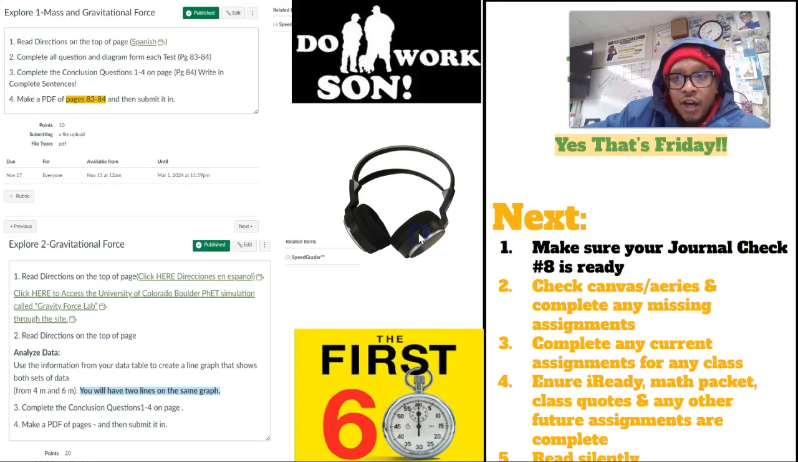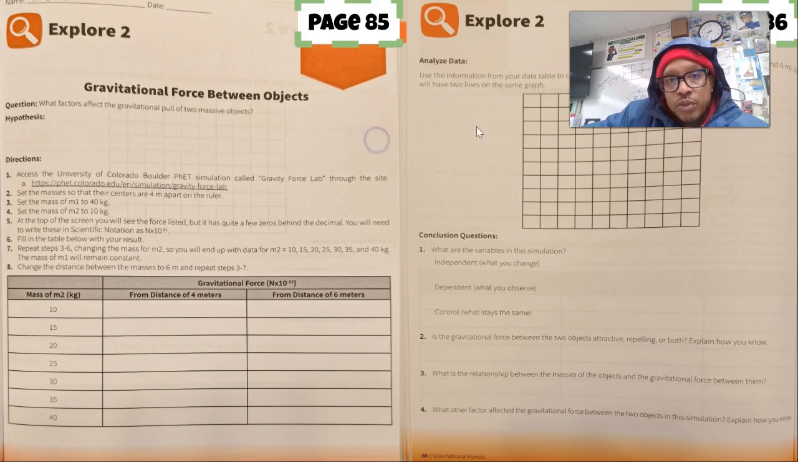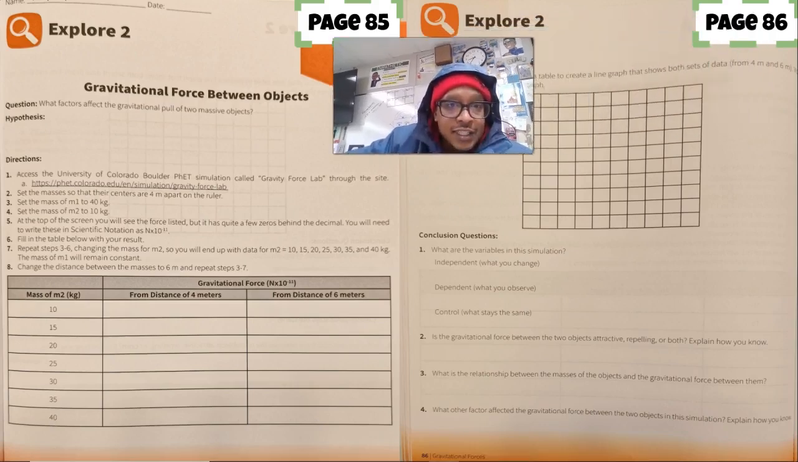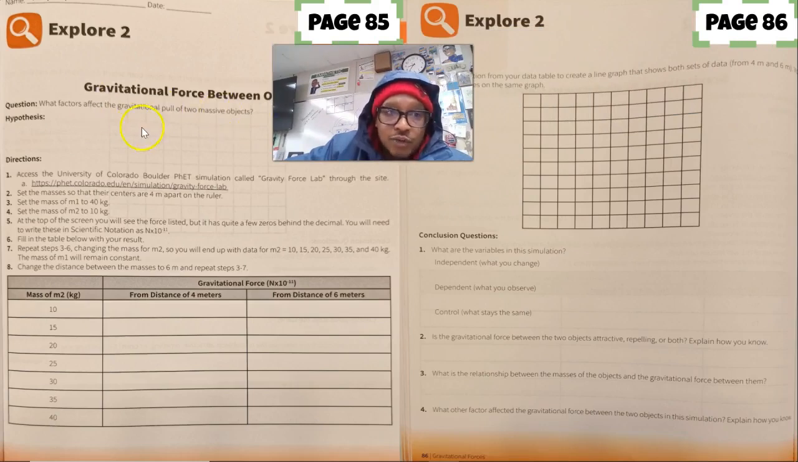All right, cool. With that being said, turn in your Explore number 1, and then move on, read the directions, and go on to Explore number 2. So you're going to turn in Explore number 1, and then you're going to go on to Explore number 2, which is this one right here on page 85 and 86. And if you look, it asks you a question off the top, and the first thing they want you to do is write a hypothesis. So we just talked about that.